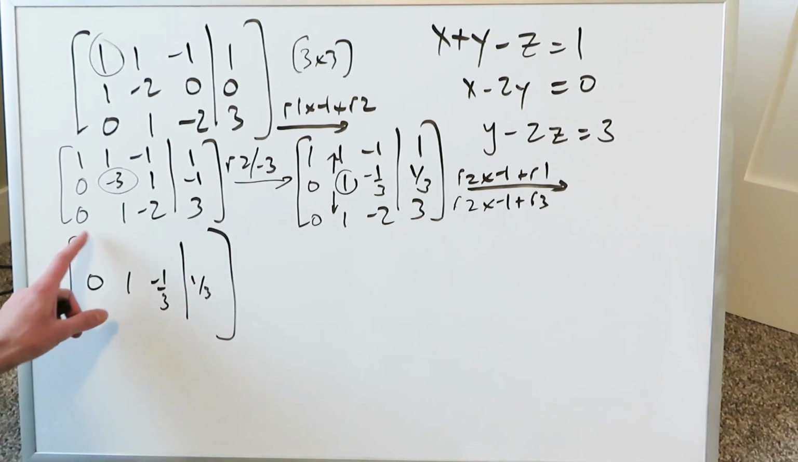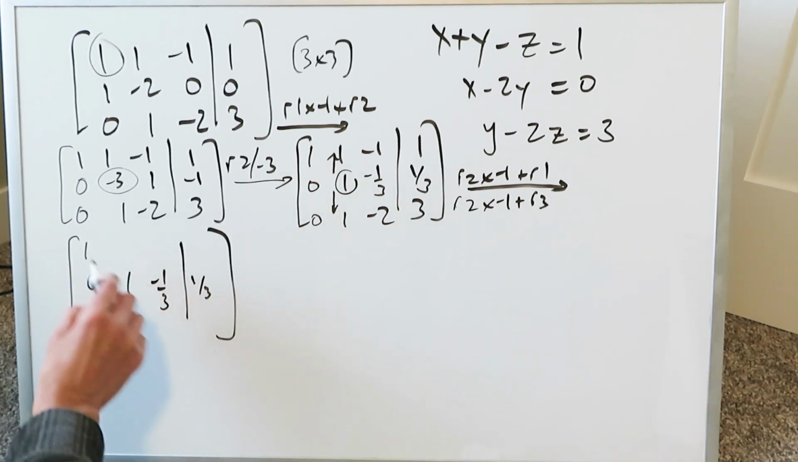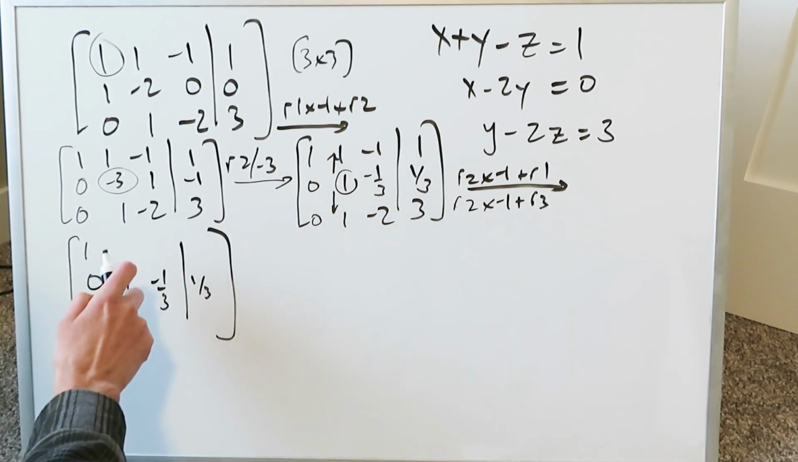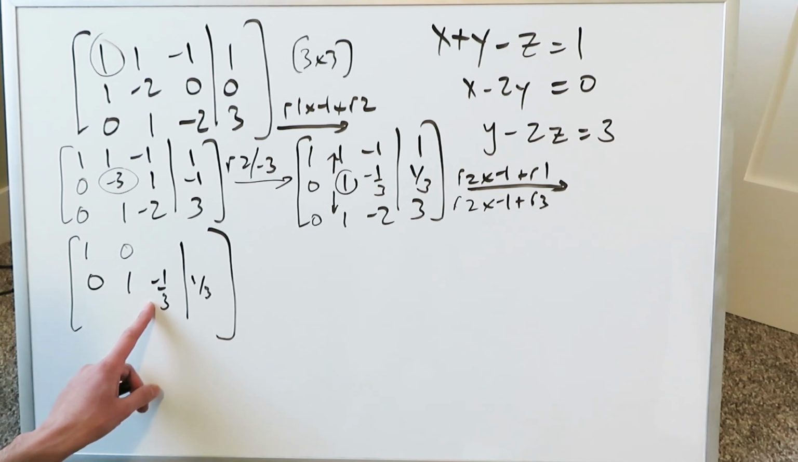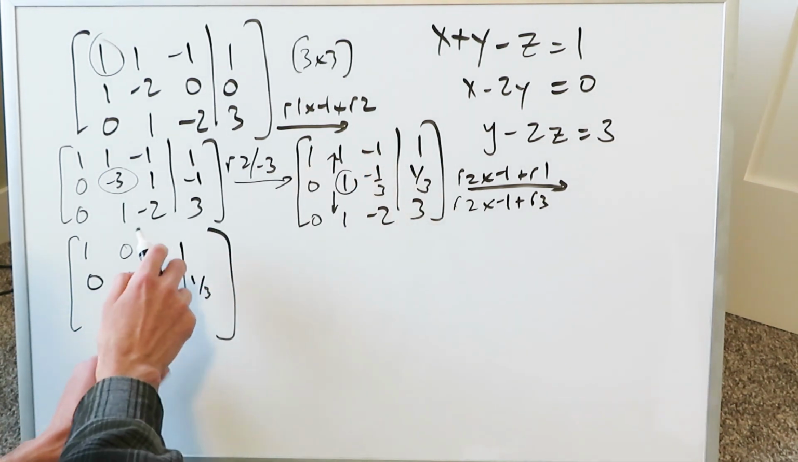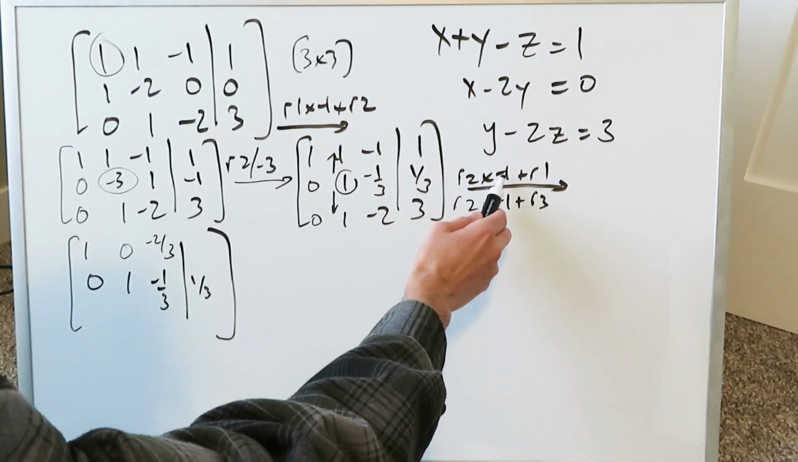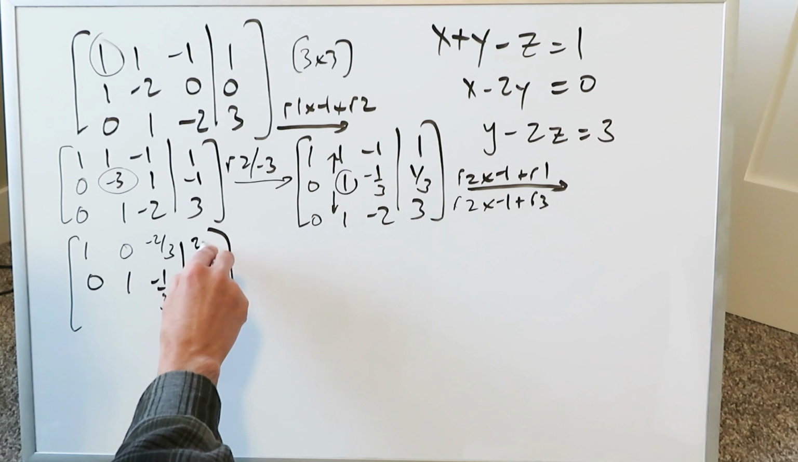And now let's start manipulating the first and the third rows. I'll get a 1 over here. 1 times minus 1 plus that 1 is a 0. Minus 1 over 3 times minus 1 is a 1 over 3. Plus that, I'll get here minus 2 over 3. And then 1 over 3 times this minus 1 is a minus 1 over 3. Plus that 1 is a 2 over 3.